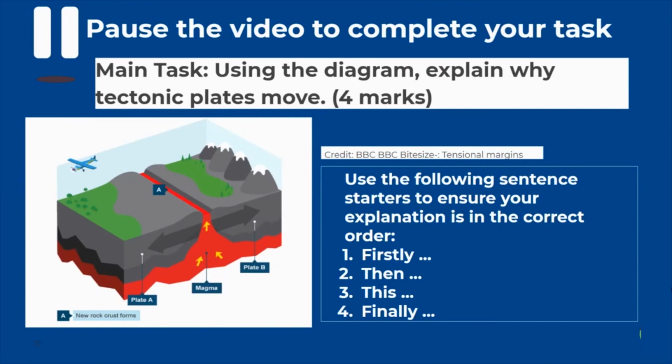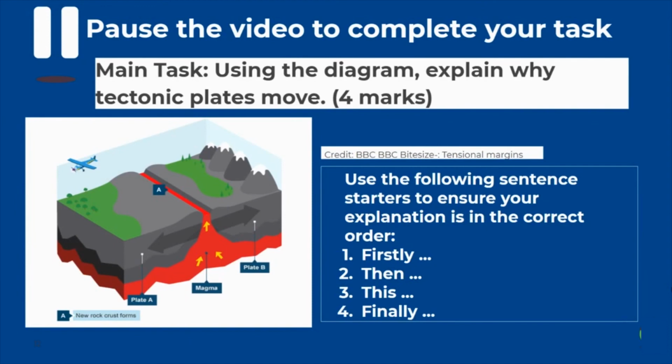So let's take a look at it before you guys start. Now, what you can see is actually you've got 2 plates moving apart from each other. They are what we call diverging. But you can see that you've got the yellow arrows in the middle that indicate that heat is being transferred up through the mantle. So this diagram is actually referring to convection currents. So what I would like you to do is, using the theory of convection currents, I want you to explain why tectonic plates move. But I've got some sentence starters.